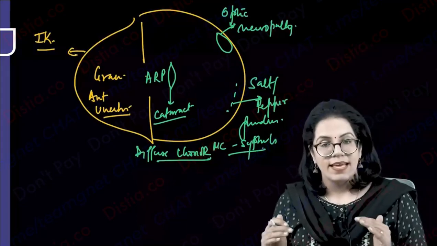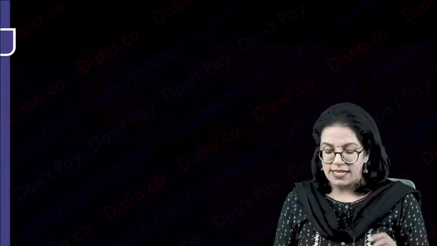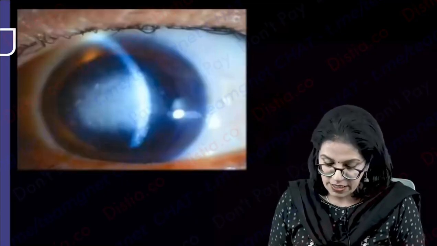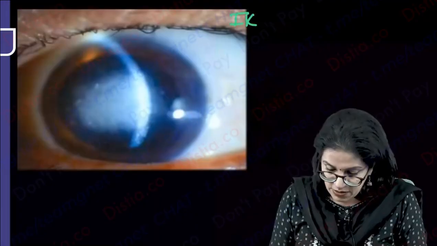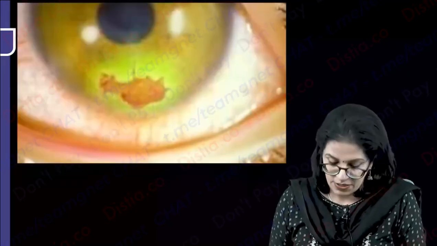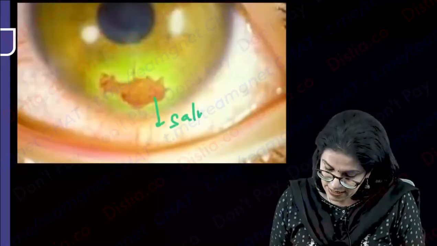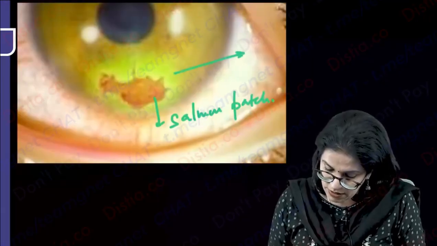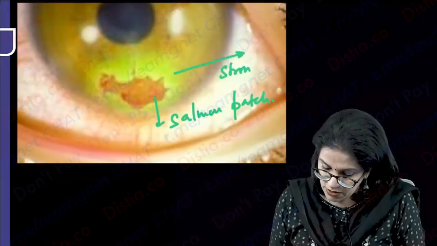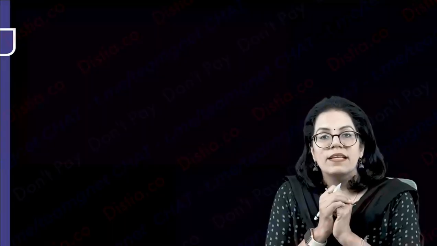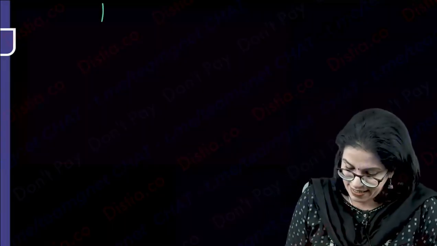Okay? Right. So after interstitial keratitis, let's see the slides. So this is a case of interstitial keratitis where only the stroma is involved. What do you see here? We see salmon patch. And along with the salmon patch, there is all this stromal edema around it that you can see, and the stromal involvement and keratitis. Right. Next heading that we will give is keratoconus. Let's talk about keratoconus.